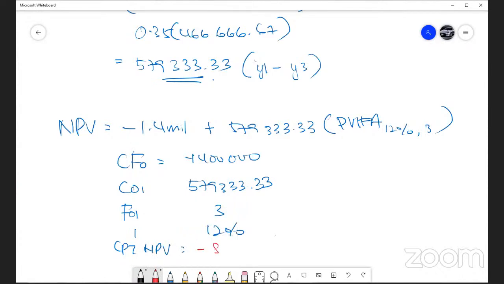Fantastic. Negative 8539.09. So therefore, you reject. Okay, very good. Negative means, therefore, reject. You are not going to invest in this 3 years expansion. This project will make you lose money. So you're not going to invest.